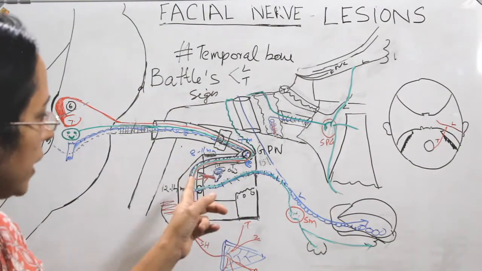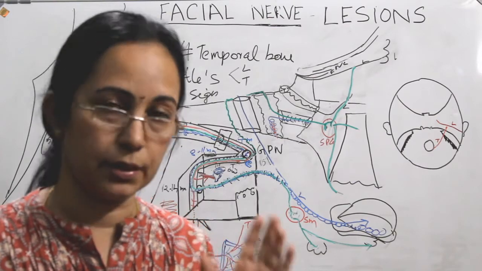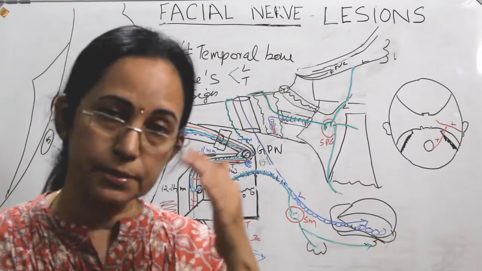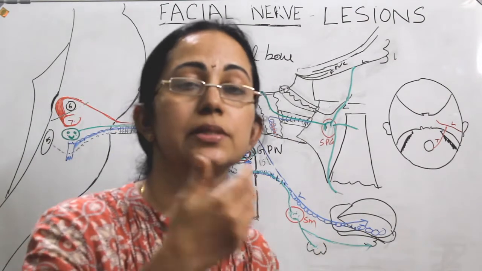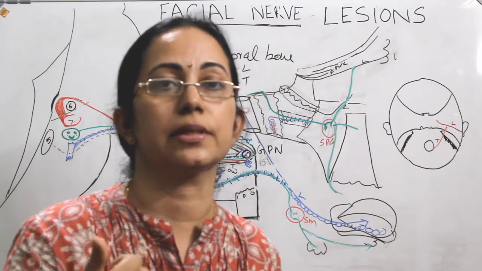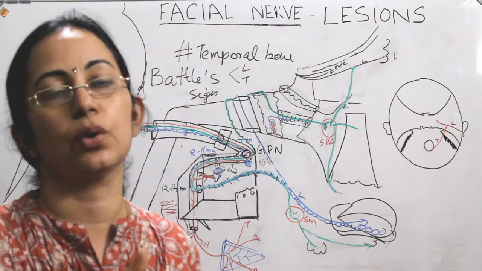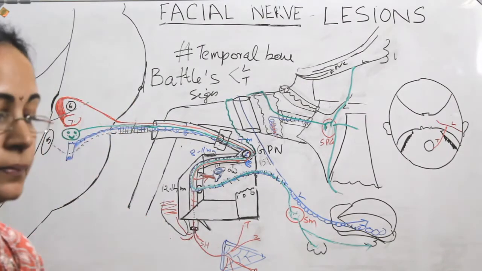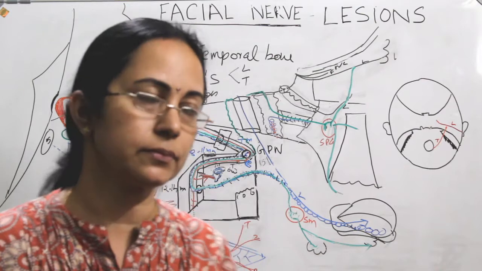Okay. One more landmark is the short process of incus. Facial nerve is medial to the short process of incus, or in other words, the short process of incus is always lateral to the facial nerve. Facial nerve is always lateral to the pyramid, and the short process of incus is always lateral to the facial nerve. Okay. Another important landmark is the tympanomastoid suture line.